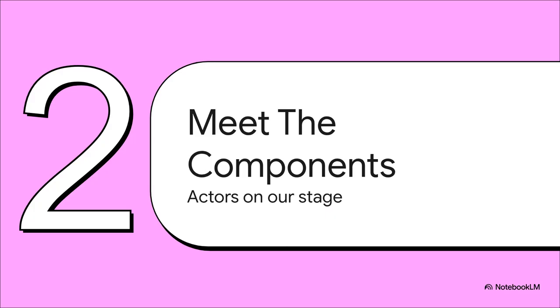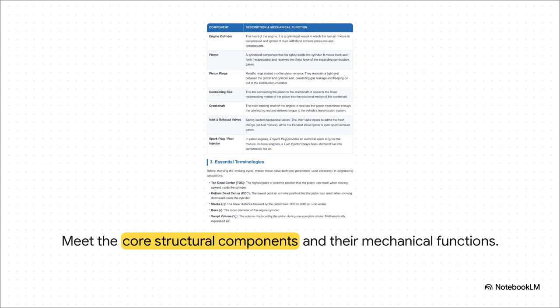Moving right along to part 2, meet the core components. Think of these guys as the actors on our mechanical stage. Let's take a look at the stage and our key players. The engine cylinder, that's the stage itself. It's the absolute heart of the engine, and it has to withstand some pretty extreme pressures and seriously blistering temperatures. Then down below, you've got the crankshaft. That's the main rotating shaft that eventually delivers all that rotational torque right to your wheels.